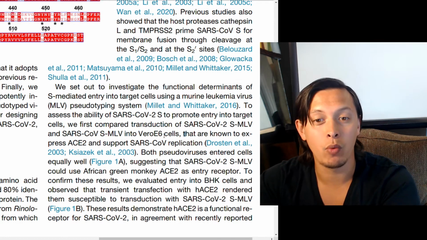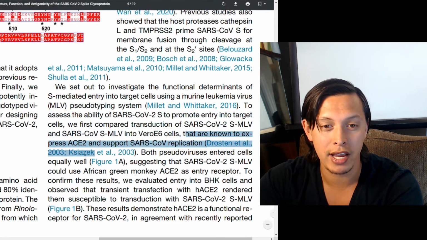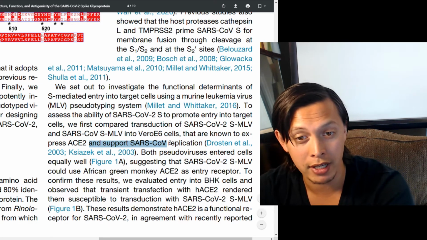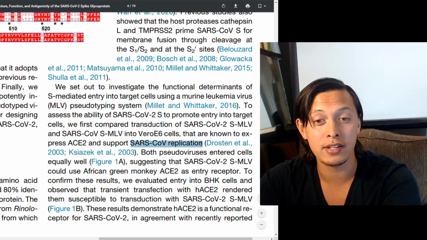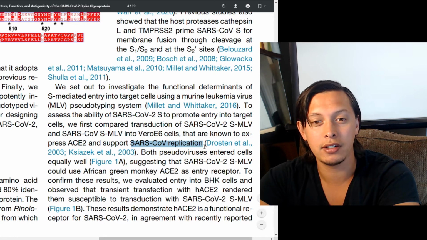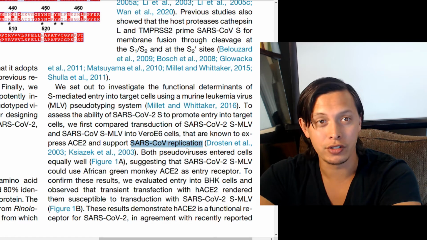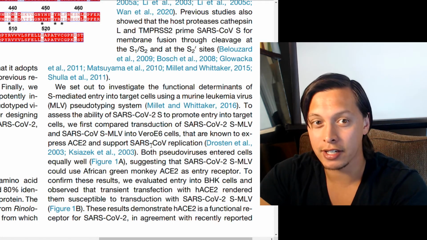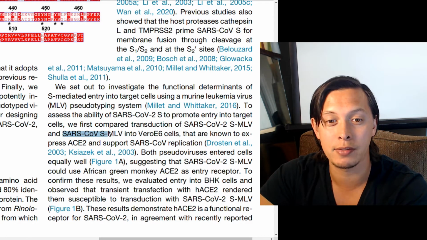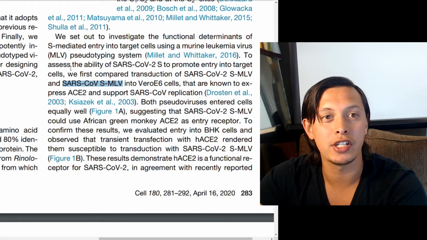And the reason why we are using these Vero E6 cells is that they are known to express ACE2, and we know already that they support SARS-CoV replication. So we already know that this cell line from monkeys is susceptible to the original SARS. But we're not testing it with the original SARS. We're testing it with these SARS-CoV spike MLV viruses, or weakened viruses, instead. So it's functioning as a control.